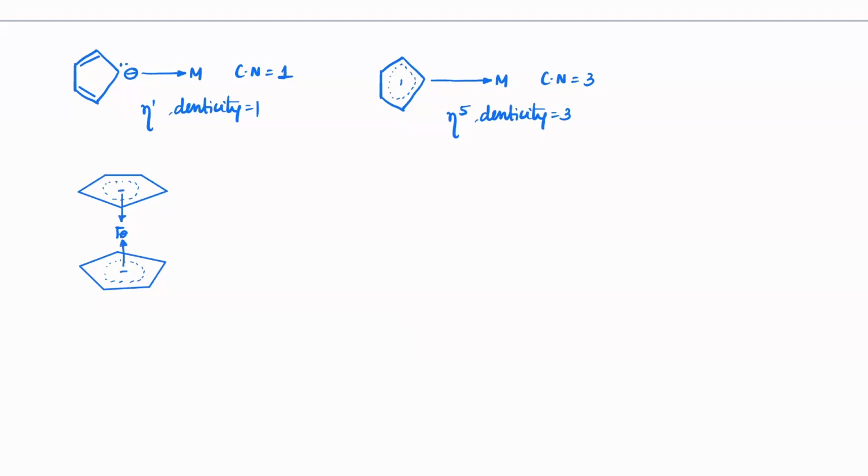Now I know that the hapticity for this is 5. Here also hapticity is 5. Iron is in the +2 oxidation state in this case. Got it? So in this case, denticity is 3. In this case, denticity is 3. So now what is the coordination number of iron? Iron +2 coordination number is 6 because 3 are coming from the top, 3 are coming from the bottom.